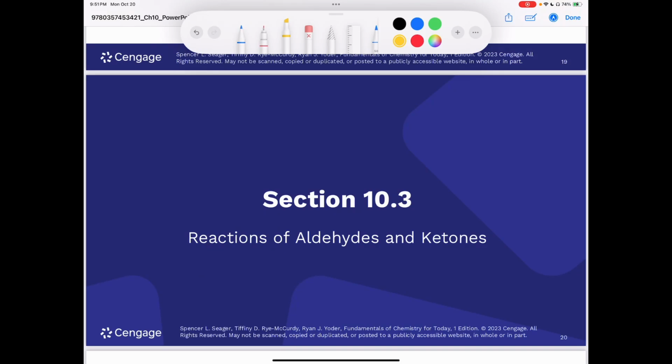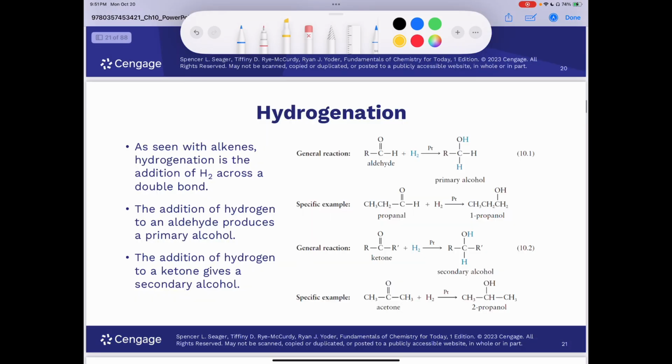Okay, so next we're going to take a look at reactions of aldehydes and ketones. And the first reaction that we're going to look at for aldehydes and ketones is going to be hydrogenation. And we saw hydrogenation of alkenes earlier on in this class. And the general reaction for the hydrogenation of an aldehyde is that the carbonyl functional group is going to be reduced to an alcohol. And so if we take an aldehyde, we end up reducing to a primary alcohol.